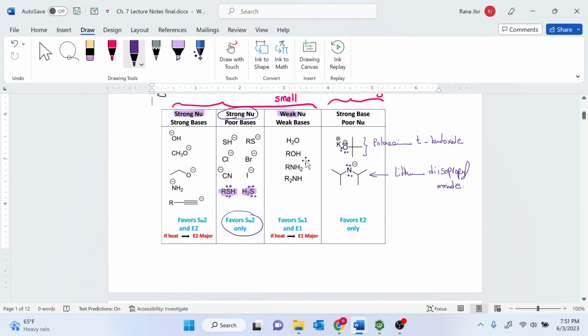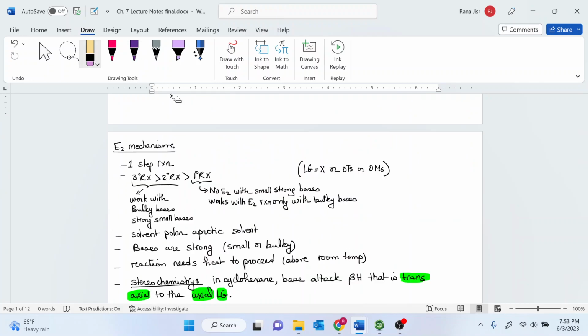With weak bases, we can have both SN1 and E1. Normally, SN1 and E1 happen together unless you have heat. If you have heat, there will be no substitution. It's just elimination, and elimination is going to be the major product. With respect to the bulky bases, under all circumstances, they're going to only favor the E2 elimination.